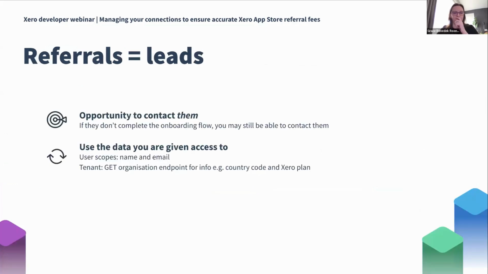Any referral from the Xero App Store is a potential customer for you. They have found your listing, they've clicked through, and they've consented their user data. So even if they don't complete your onboarding flow within your app, there is an opportunity for you to source some contact data and follow up with them. That is because during authorization, if the customer connects their user and their tenant, you'll be able to access information from their user scopes and the organization endpoints. That means you can access information like the name, their email, the company legal name, the country code for that organization, and even the Xero plan type too.